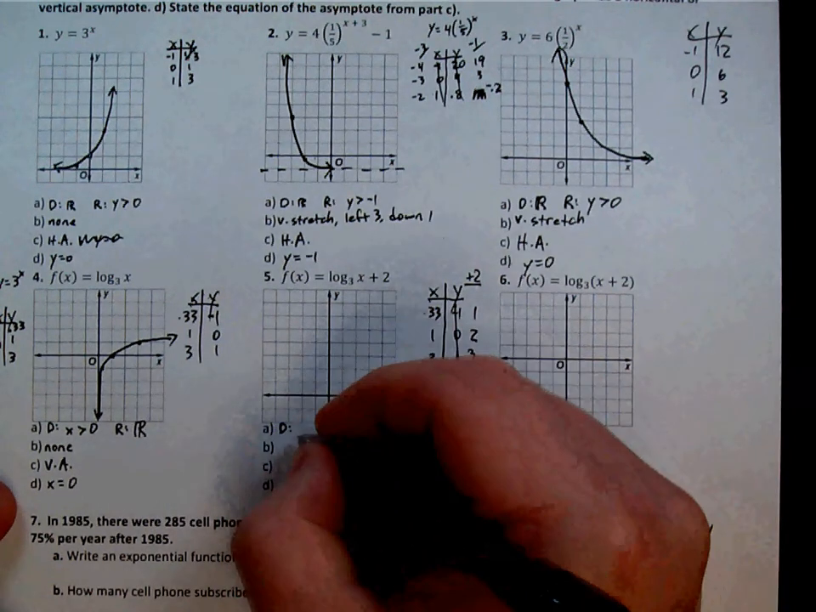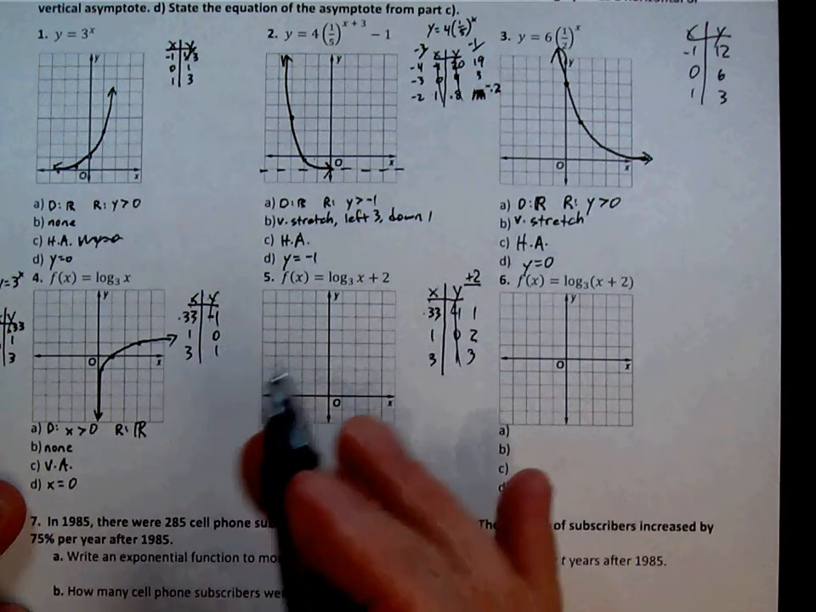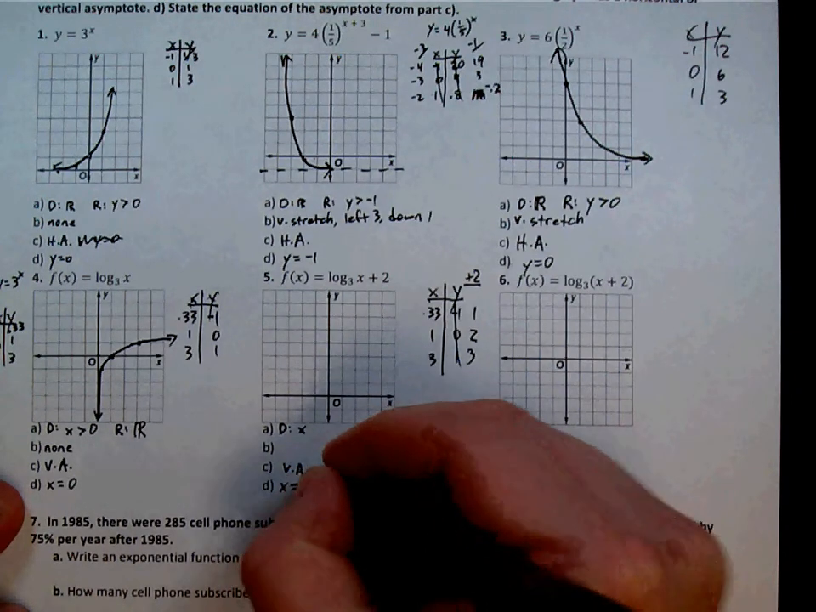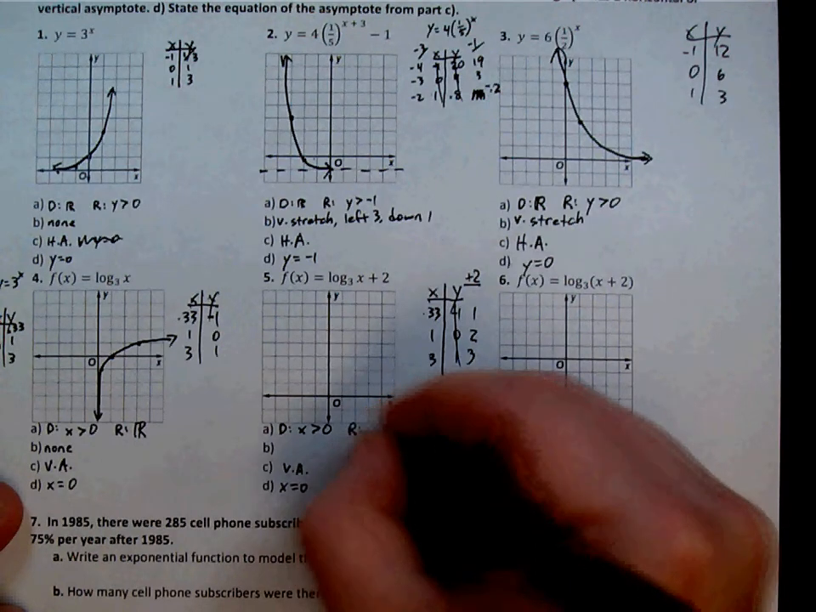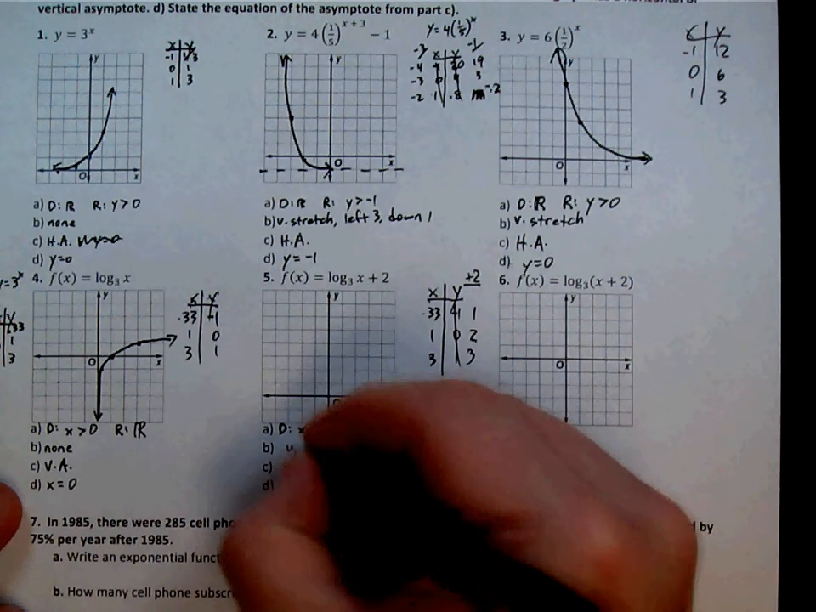Domain, it did not get shifted vertically, or horizontally, I guess, so my vertical asymptote is still going to be at x equals 0. So my domain is x is greater than that. My range is going to be all reals. It went up 2 is the only transformation.